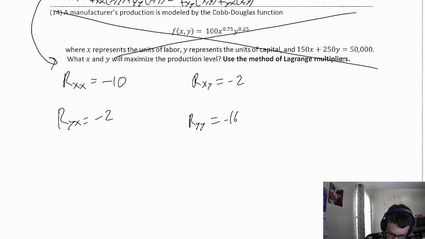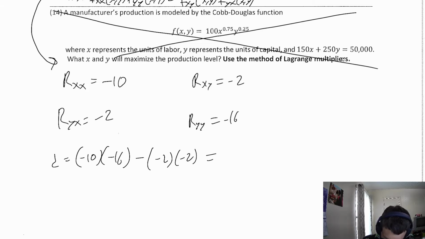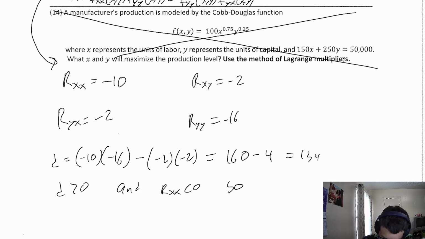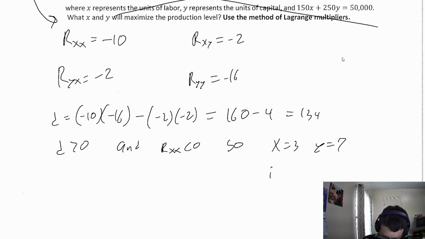So then we can plug this all together. D is minus 10 times minus 16 minus minus 2 times minus 2. This is going to be 160 minus 4, which is 156. So here we have D is bigger than 0, and Rxx is less than 0. So x equals 3, y equals 7 is a maximum.